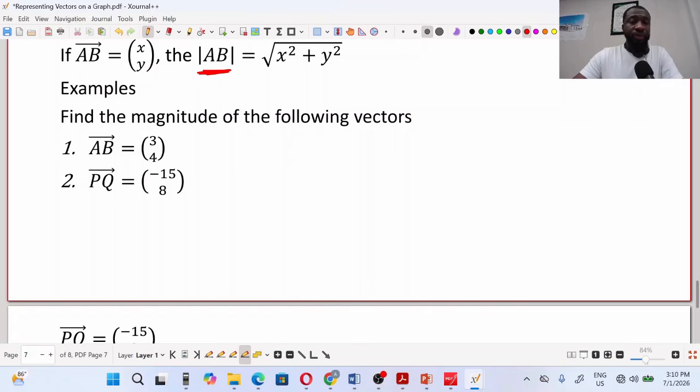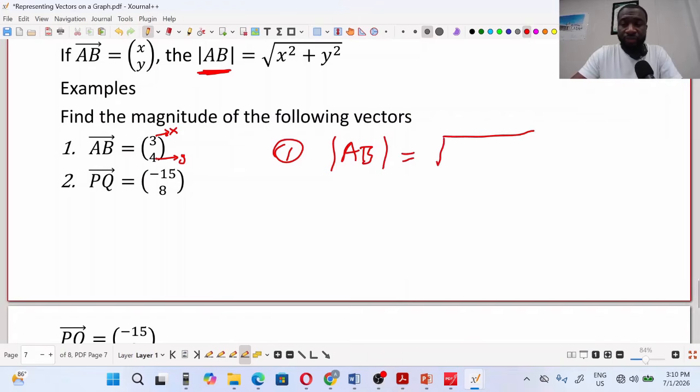So, let's look at the examples we have. It says, find the magnitude of the following vectors. We have vector AB equal to 3, 4. So the 3 is going to be your X, and the 4 is your Y. If I want to solve for the magnitude of AB, I write AB and bring the symbol. It's going to be equal to the square root of X squared. Now my X is 3, so I write 3 squared plus Y squared, which is 4 squared, right?